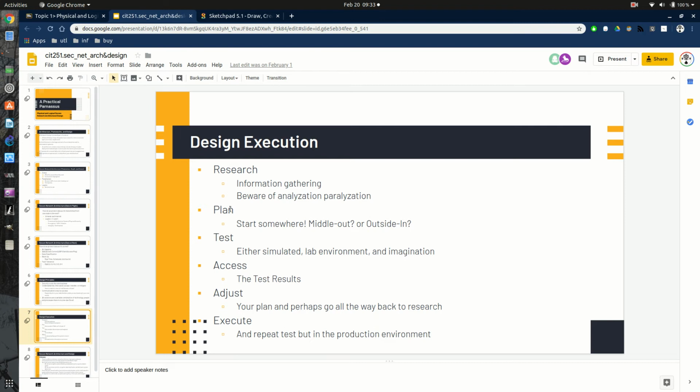All right, so plan. Start somewhere, all right? When you're planning out either a network design or architecture, start somewhere, right? If you have a blank page, get something down on that blank page and start building out from there. Don't worry about making mistakes in the beginning, right? Not everything you write down has to be perfect. Get something on the page and then build out from that, okay? When you are doing design, the question is, do you want to do middle out or outside in? Start from what you know. I know we're going to have a firewall.